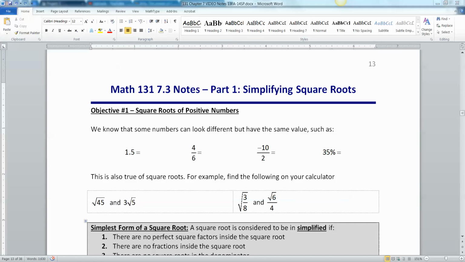Hello there, this is Alana Tucky, and I'm going to be lecturing here on section 7.3 of Math 131, which is where we review a basic skill of algebra, beginning algebra, which is how to simplify square roots.